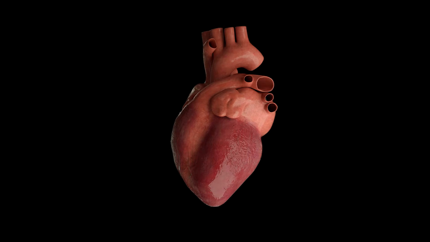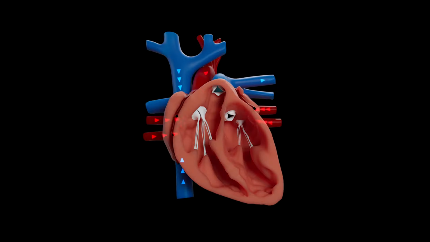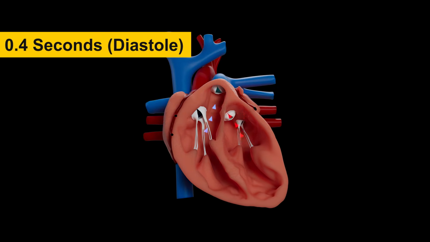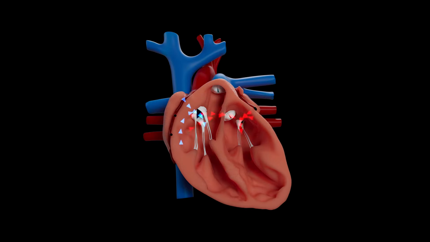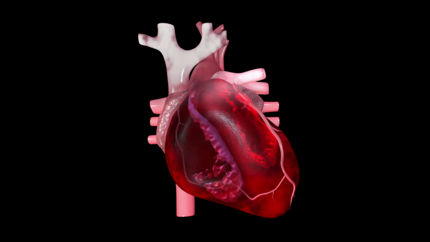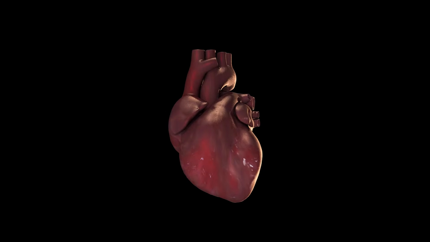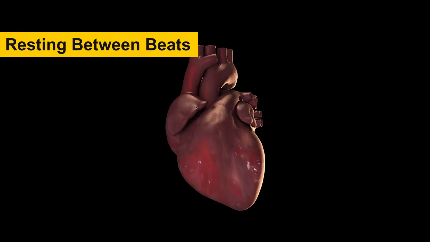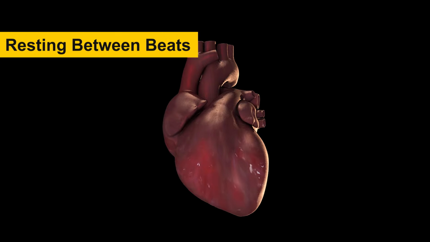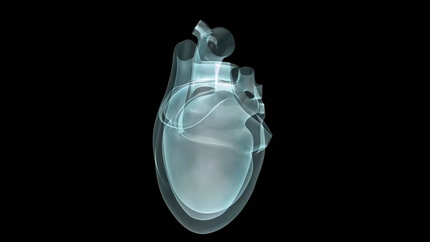While the heart works constantly, it does rest, briefly, between beats. A full cardiac cycle takes about 0.8 seconds at a normal resting heart rate. Of that, about 0.4 seconds is diastole, when the heart muscles relax and the chambers refill with blood. This brief relaxation period allows cardiac muscle fibers to recover without stopping the overall function. So while it seems like the heart is always working, it is in fact resting between each beat, thousands of times per day.